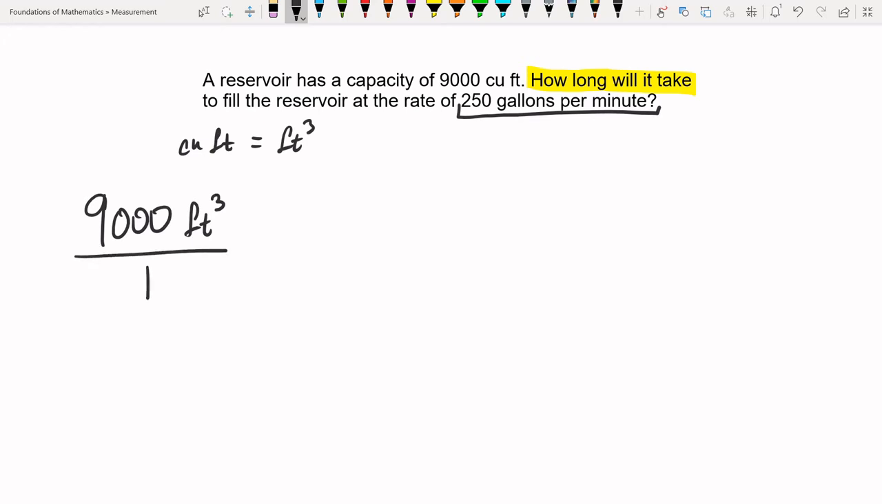We're not going to use it here, but it's just good to get that kind of established in your head. We need to first change cubic feet into gallons. Looking at my sheet, I see we have 1 cubic foot equals 7.48 gallons. That's what I see on my sheet.